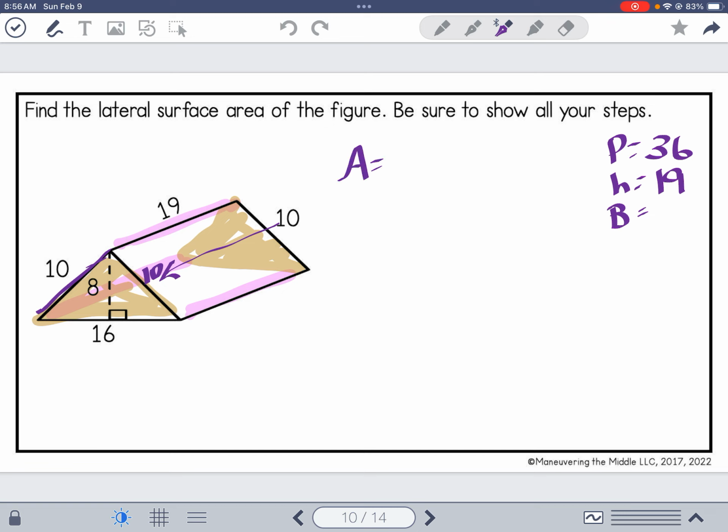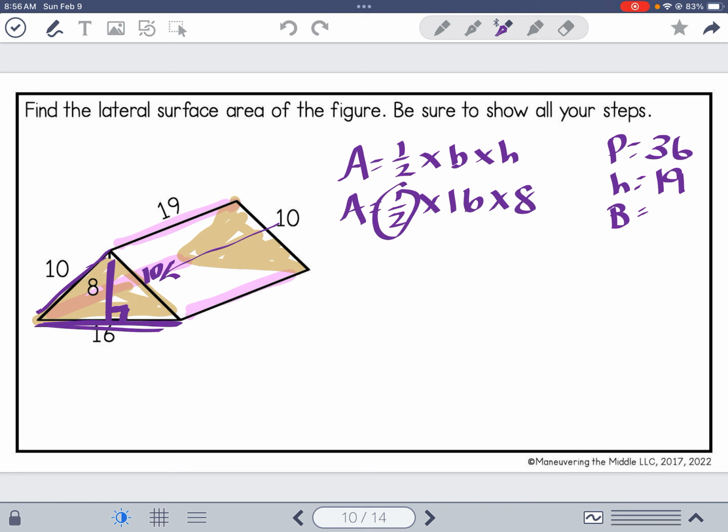Area of your base is area equals 1/2 times base times height. 1/2 times, here's my right angle. My base is 16, my height is 8. Half of 16 is 8, and 8 times 8 is 64. So those are the three numbers we need to plug in our formula.